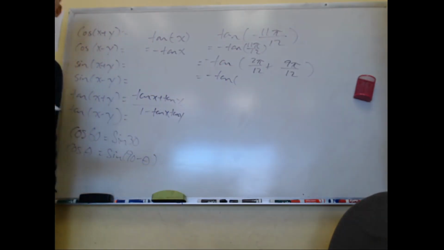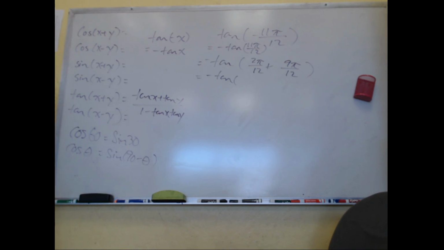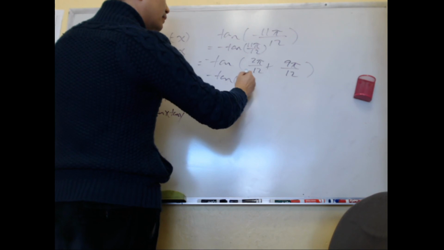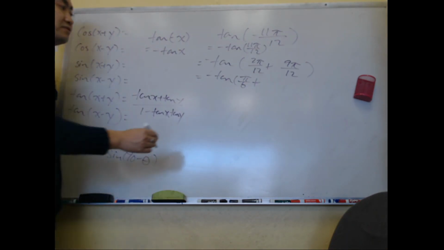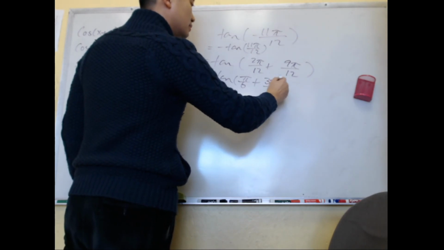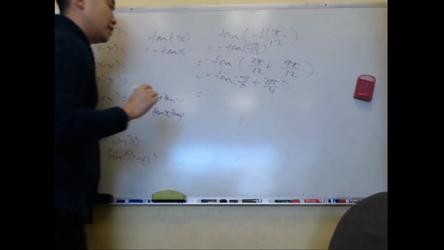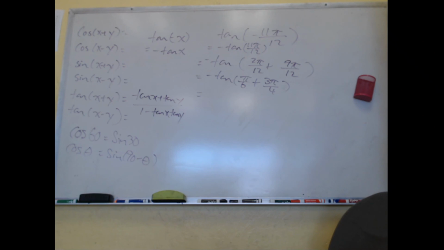What's 2 pi over 12? Reduce. Pi over 6. 9 pi over 12, how do you reduce it? 3 pi over 4, right? Okay. Now I would like to find out what you do with the rest of this. By using the identity formula. Which one? This sum, right? Yeah, let's try that.